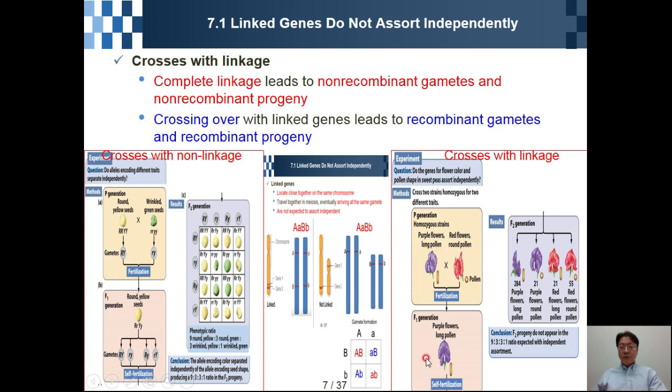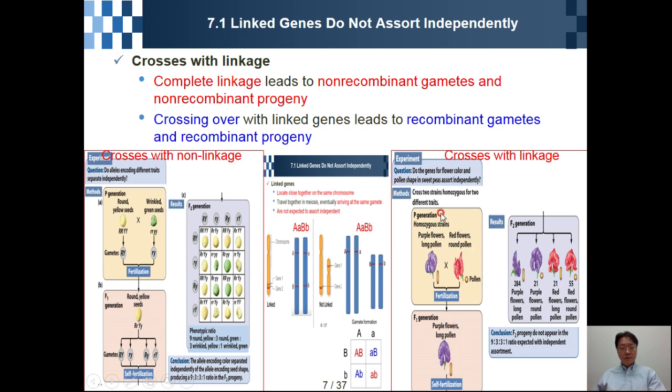But how about in these cases? The gene for flower color and also the gene for pollen shape. This is the parent generation. The parents are homozygous strains. One parent has purple flowers and long pollen. The other parent has red flowers and round pollen. After crossing, in the F1 generation, we have purple flowers and long pollen.